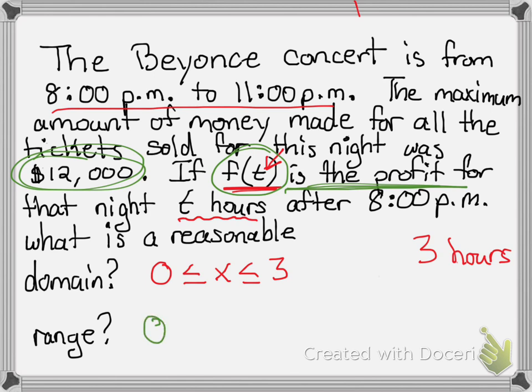So writing in interval notation, I'll say 0 less than or equal to y. And I'm changing it to the letter y because remember, y is associated with your range. Less than or equal to 12,000. And that simply just means from 0 to 12,000 and everything in between. And that's it.